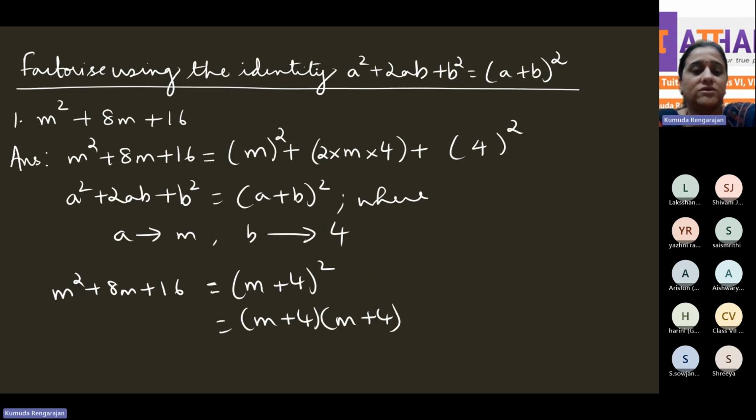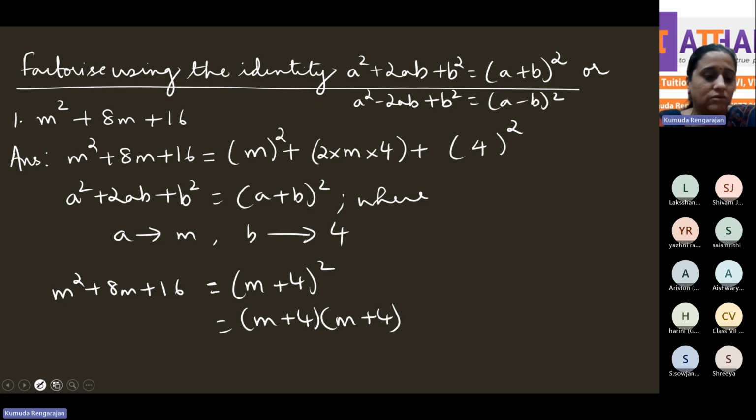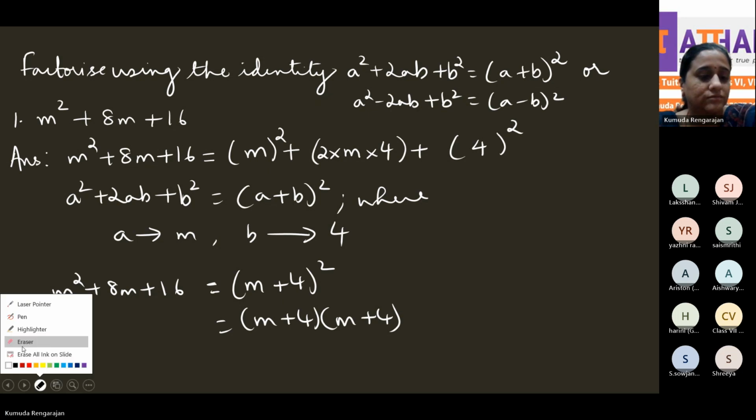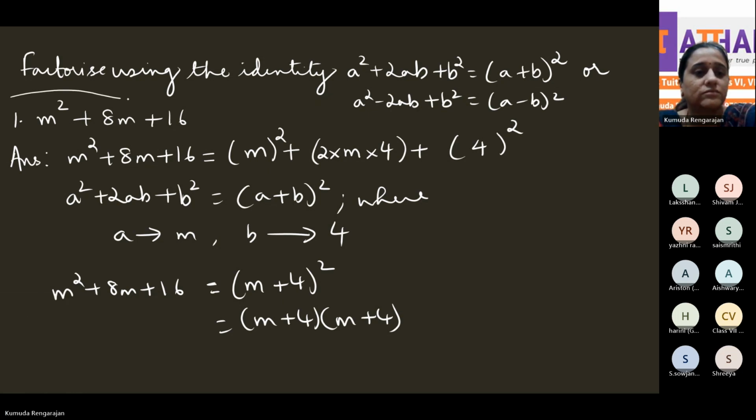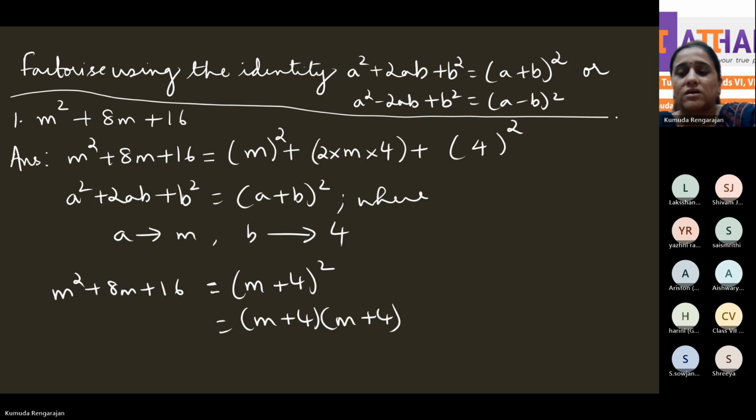Factors using the identities, this one, or a square minus 2ab. So I can include both types of questions under the same heading. Finally, edit your heading: factors using the identity, this one or this one. Just include that, or a square minus 2ab plus b square is equal to a minus b the whole square.